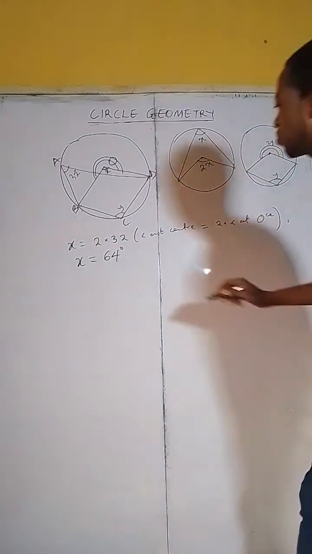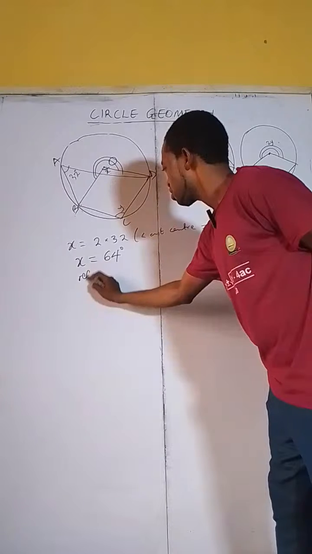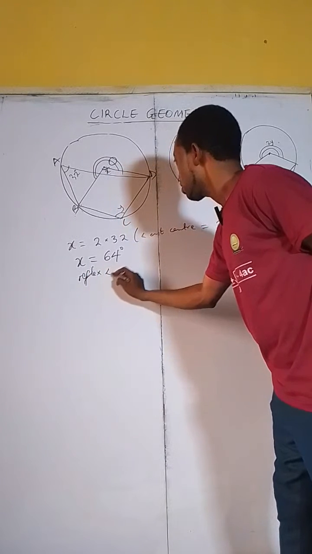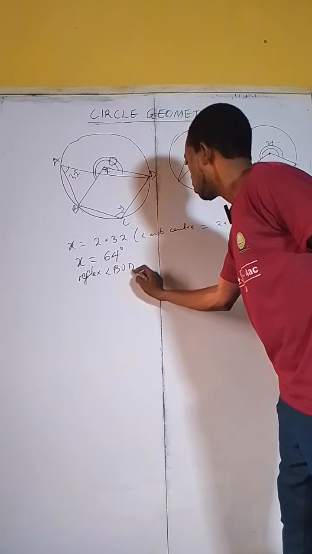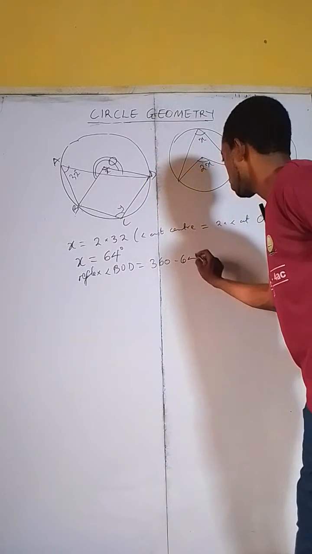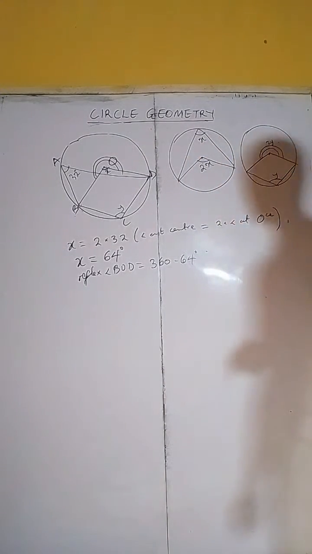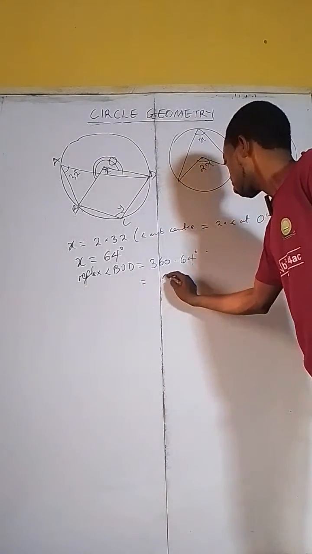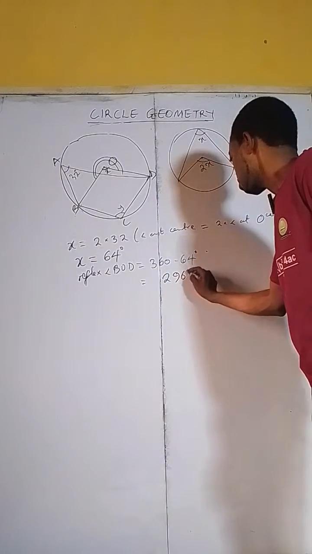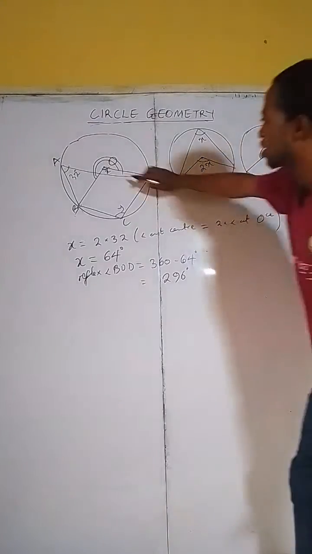How? By saying angle at the center. So that reflex angle BOD will now be equal to 360 degrees minus 64 degrees. And that will give us 296 degrees. So that's the reflex angle.